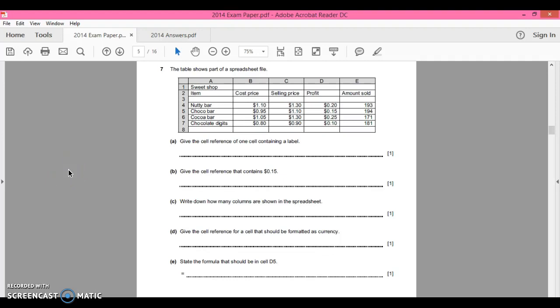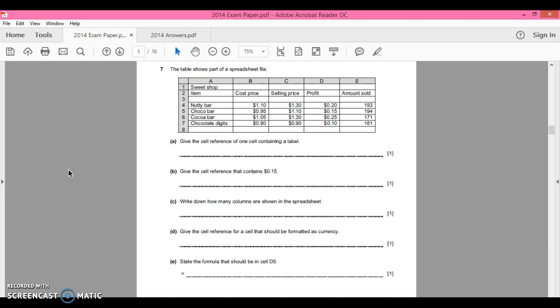Right, the table shows part of the spreadsheet file. Okay, so I'm going to do questions A to E all together. Again, it's not what it's asking, it's the way it's asking it. They're generally straightforward questions, and I should imagine you can do these yourself. But just in case you are a little bit worried and you're overthinking this, you're welcome to watch the video. Now, don't look at this as any more than what it is.